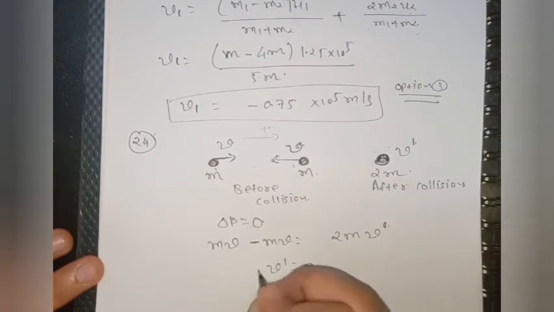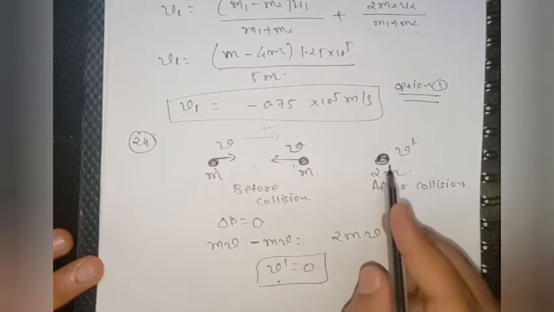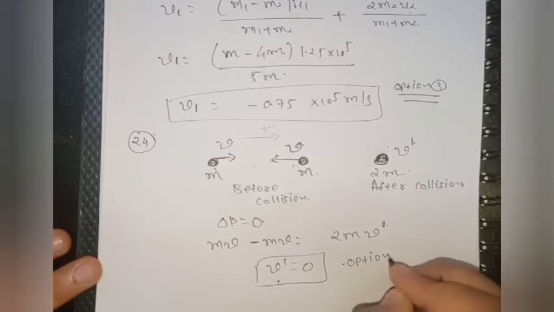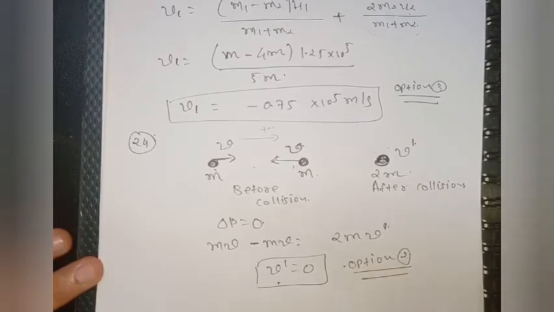So v dash will be 0. So after colliding, both bodies will come to rest. So option 2 is the correct option.